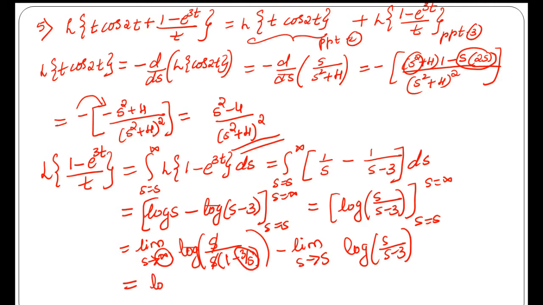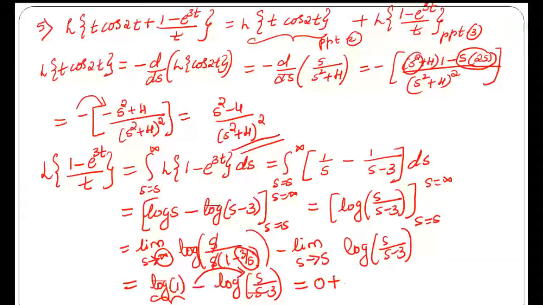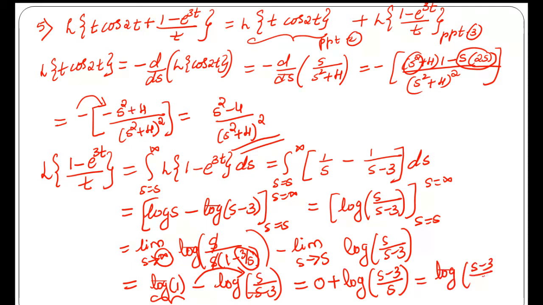So 3 by infinity is 0. So you will get log 1 while applying the upper limit, minus log of s by s minus 3. Log 1 value we have is 0, and the minus term we take as plus by taking the power of the logarithmic value. So you will get log of s minus 3, interchange numerator and denominator as its power is minus 1. So your final answer for the second term is log of s minus 3 by s.